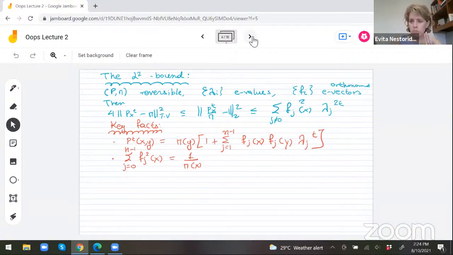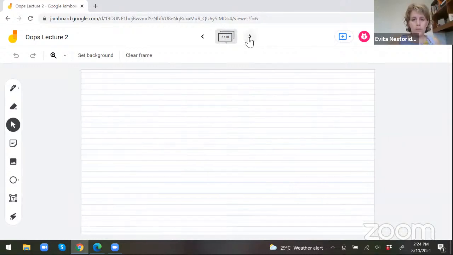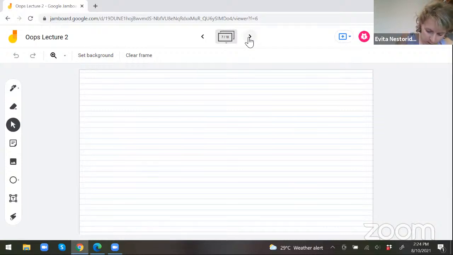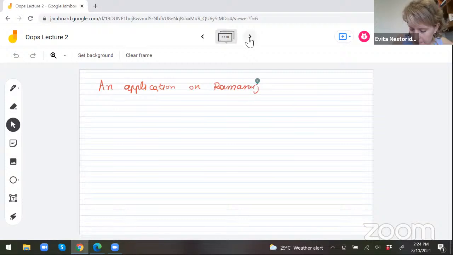And now I want to go towards Ramanujan graphs. So hopefully it won't be as trivial anymore to people who are familiar with the topic. So an application on Ramanujan graphs. Actually, before I go there, maybe I should say one more thing so that this application makes more sense.